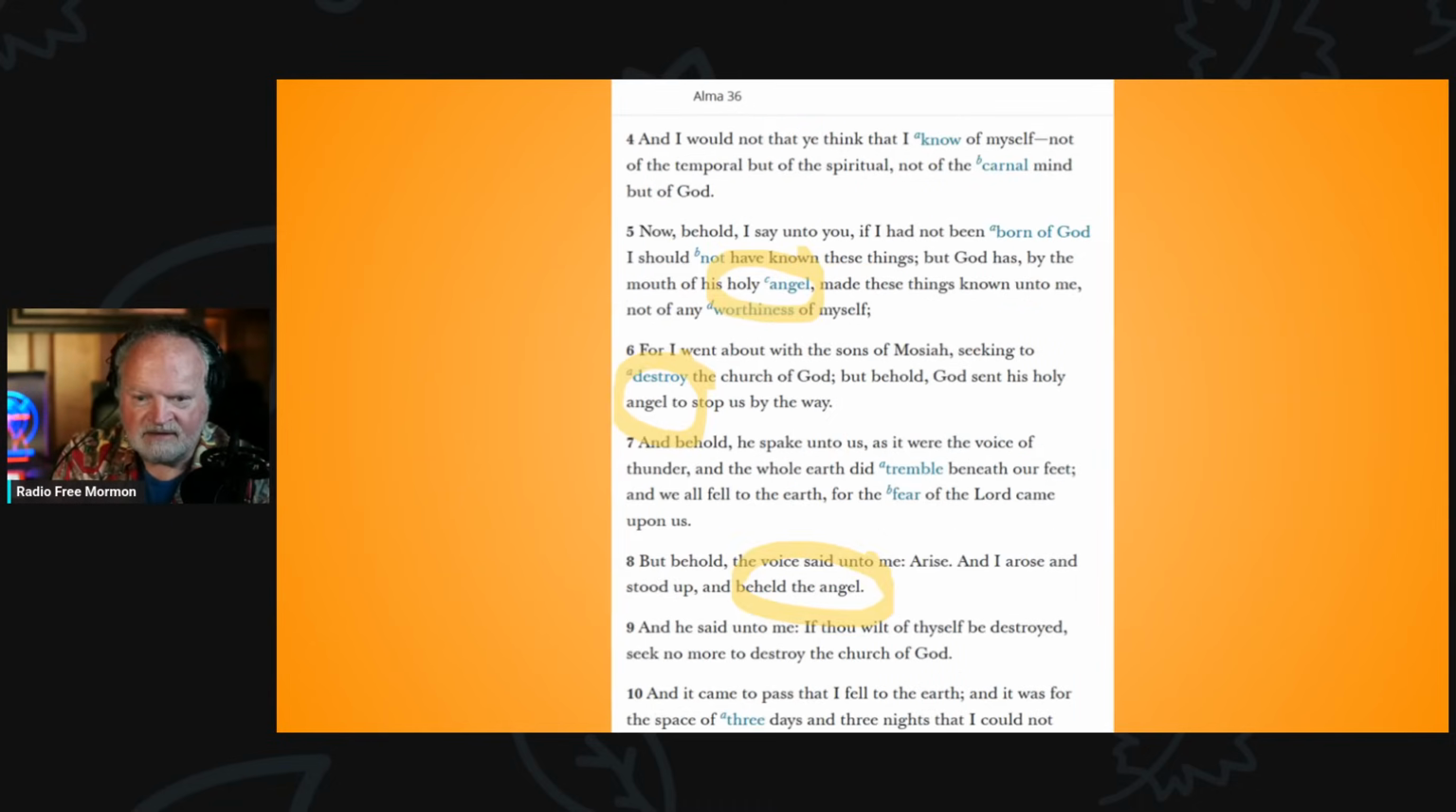first half of this chiasm, where it says in verse 5, Now, behold, I say unto you, if I had not been born of God, I should not have known these things. But God has, by the mouth of his holy angel, remember there was one angel that appeared to him. And you can see here, I have them circled in highlighted yellow, the mentions of the holy angel. This is the angel that appeared to Alma and knocked him senseless. And he ended up being converted as a result of the experience, which he is now sharing with his son in this chapter, chapter 36 of Alma.